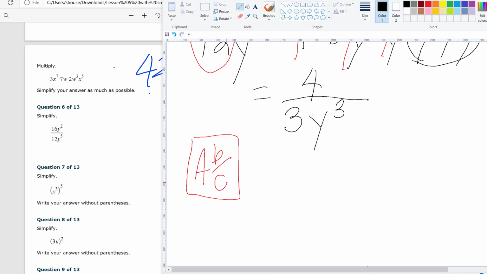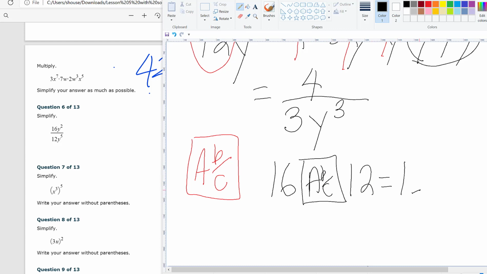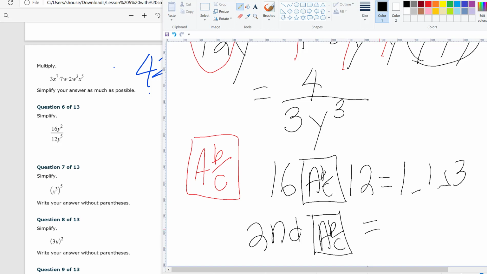If you type in 16, fraction key, 12 and hit enter, it's going to give you 1 and 1/3. Well, that's the mixed number for 4 over 3. If you press second and the fraction key again, it will give you 4 over 3. So all of the fraction work in this class you can do on your calculator.